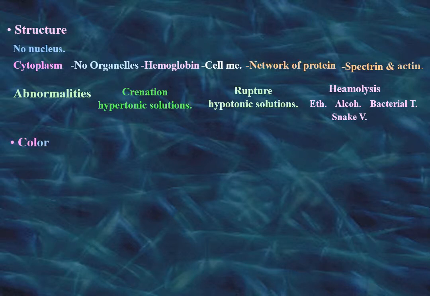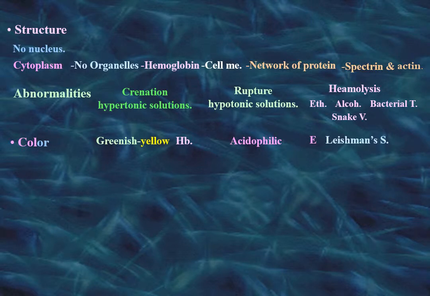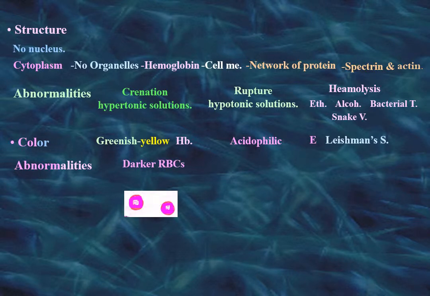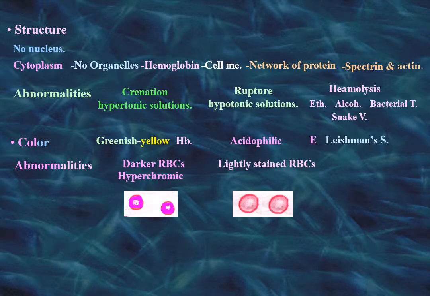Color. RBCs are greenish-yellow in color due to the presence of hemoglobin. They are acidophilic after staining with eosin. Also, they can be stained by other stains like Leishman. Abnormalities. Darkly stained RBCs due to excess of hemoglobin are called hyperchromic, while lightly stained RBCs due to less amount of hemoglobin are called hypochromic.